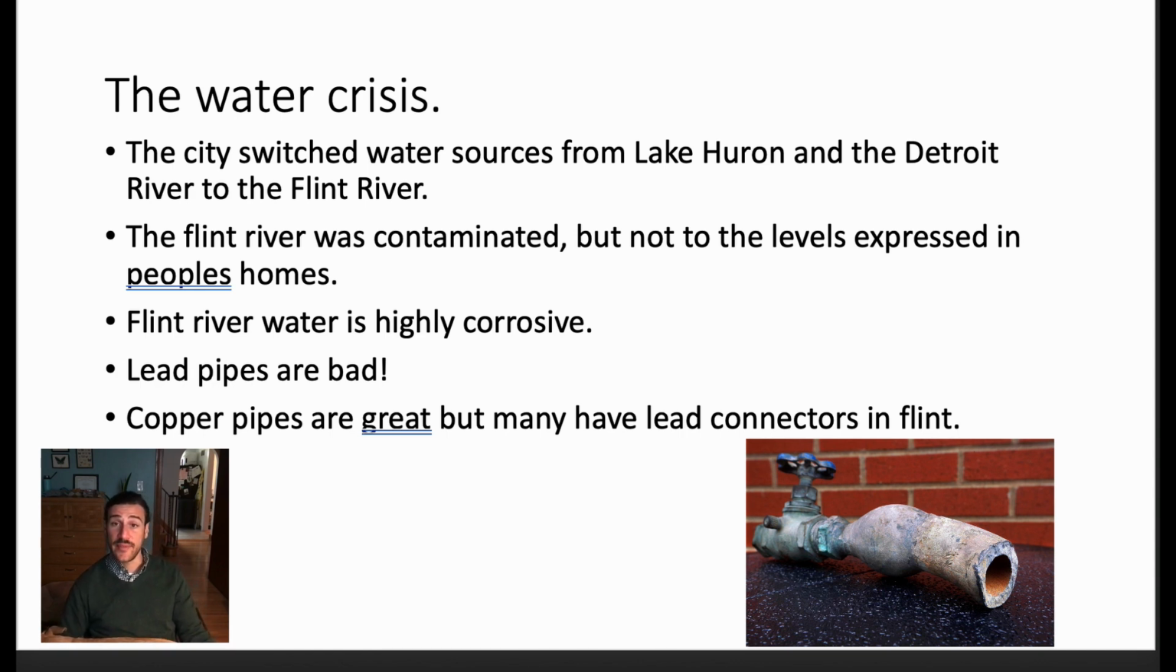The Flint River was contaminated, but not to the levels expressed in people's homes. That's something that I want us to really nail down. The water was polluted, but not nearly as much as people were finding in their homes. What was actually going on is that the water from the Flint River was very corrosive, and corrosive water can strip metals away from pipes. This is exactly what the water from the Flint River did. Because Flint is a really old industrial city, you had old infrastructure, and their water pipes were made mostly of lead. Copper pipes are really good, but many of even the copper pipes had lead connectors, especially in Flint.